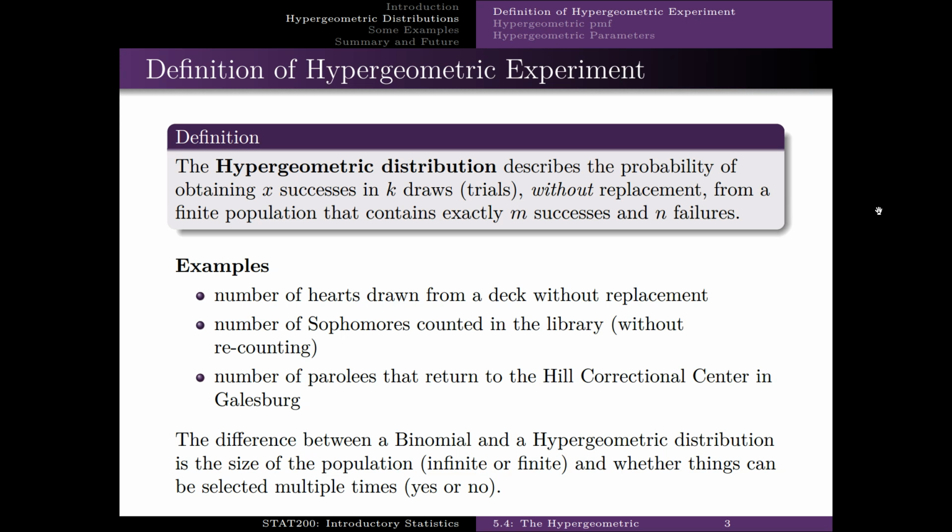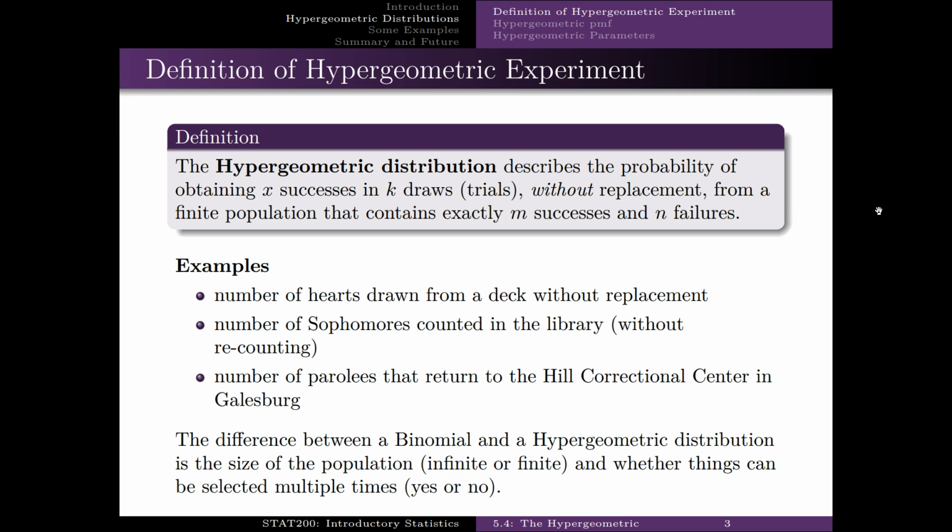Two keys to this are it's without replacement, so you're drawing and you're not putting it back, and the population's finite. If you are doing it with replacement, or if the population is infinite, then you've got a binomial random variable here. So this is a binomial constrained to a finite population without replacement. When you get to the lab, you'll understand that it's better, but as you work through this slide deck, you'll see why we tend to focus on the binomial.